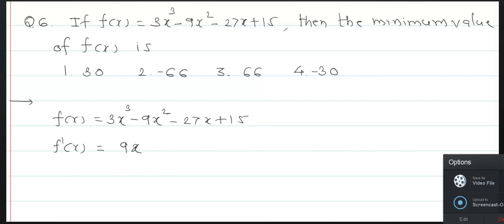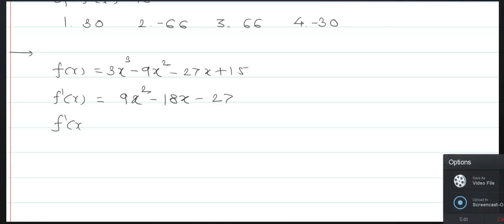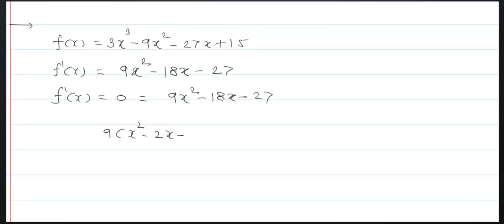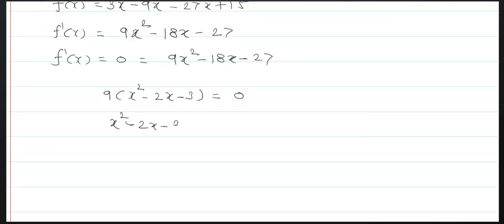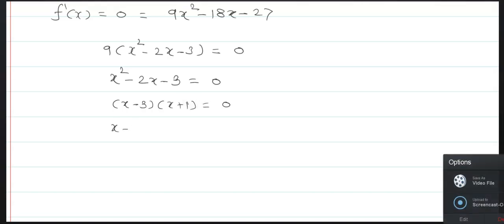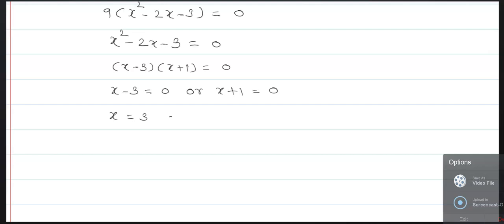F dash of x, first we find its derivative, that is equal to 9x square minus 18x minus 27. Then put f dash of x equal to 0. Therefore 9x square minus 18x minus 27 is equal to 0. Take common, then you will get x square minus 2x minus 3. In the first bracket you will get x minus 3, second is x plus 1, is equal to 0. X minus 3 is equal to 0 or x plus 1 is equal to 0. X is equal to 3 or x is equal to minus 1.